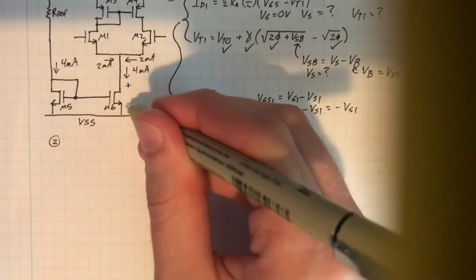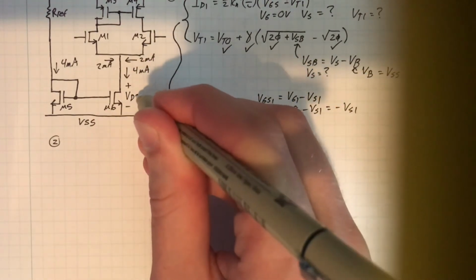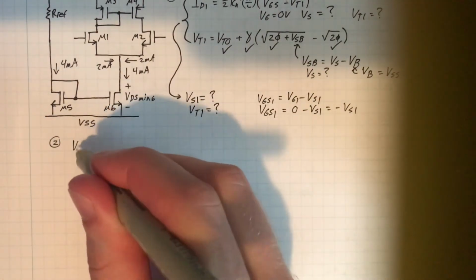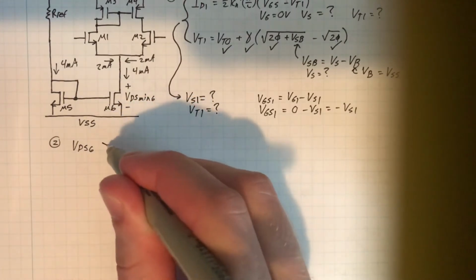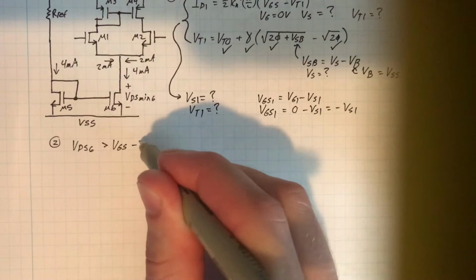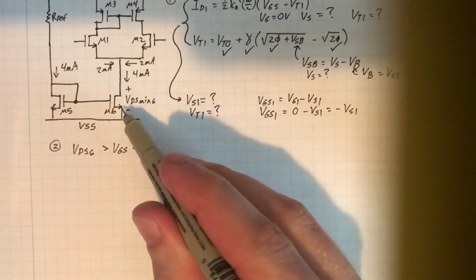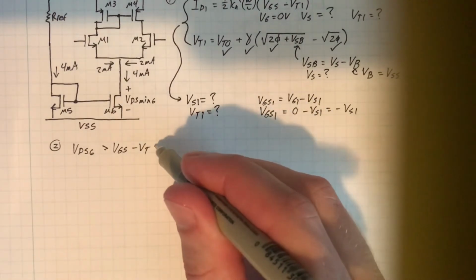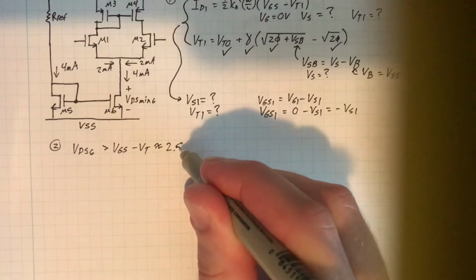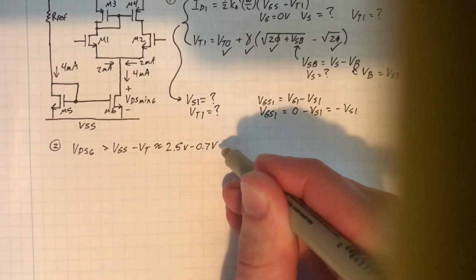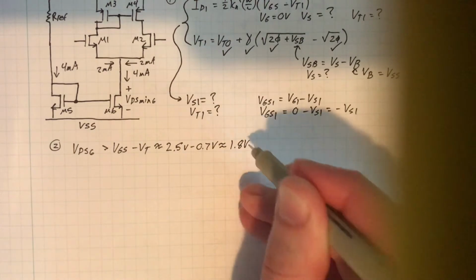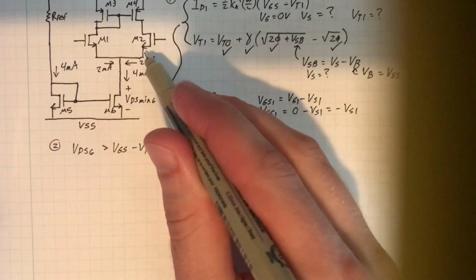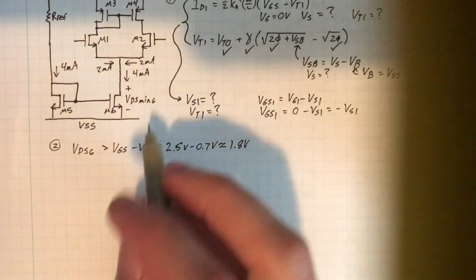If you remember from the last lab, there's a VDS min requirement of M6. So VDS6 has to be greater than VGS minus VT. And this guy's got source and body at the same terminal, so body effect isn't here. This will be around 2.5 volts minus 0.7 volts. Should be around 1.8 volts. So that tells you what the source voltage is of M1 and M2.